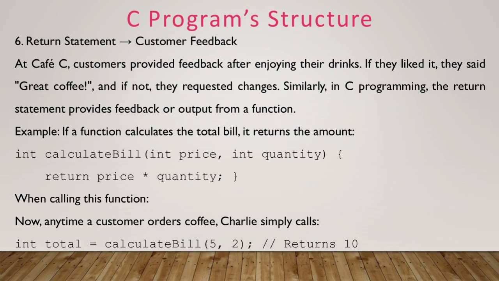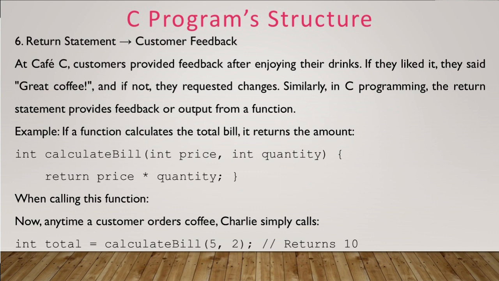Let's move on to the next statement, which is the return statement. In real life also, in the example we are taking, like Cafe C, the customer provides feedback after enjoying the drinks. If they liked it, they'll say maybe great coffee. If not, they may request a change: this coffee is not good, maybe give us something else. Similarly, in C programming, the return statement provides feedback or output from a function. Like maybe we can have a function calculate bill. You can see the code there.